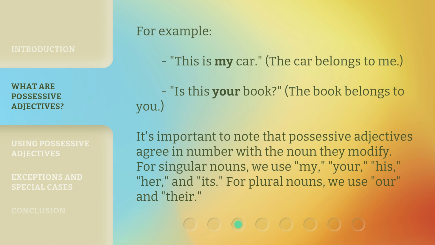For example, this is my car. The car belongs to me. Is this your book? The book belongs to you. It's important to note that possessive adjectives agree in number with the noun they modify. For singular nouns, we use my, your, his, her, and its. For plural nouns, we use our and their.